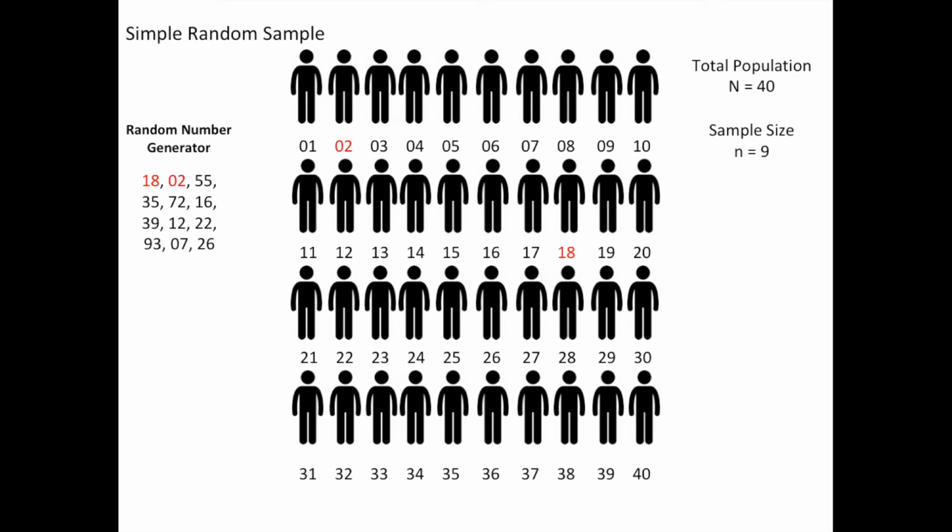Then I'll move down the list to participant 2. Notice that participant 55 is not in this list, so I have to skip 55 and move on to 35, because I only have 40 people in my population. Again, 72 I'll have to skip, and so I will choose participant 16, 39, 12, 22, and finally 7. Oh, and 26, sorry. So once I've collected these 9 people, those that are highlighted in red would be my sample size of 9, and this is how you collect a simple random sample.